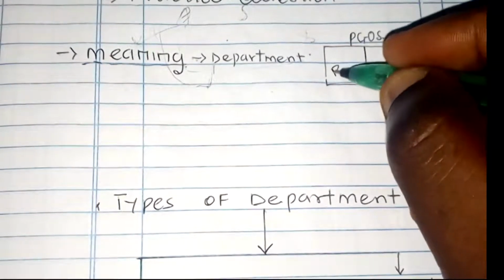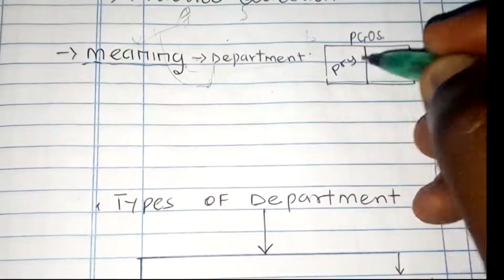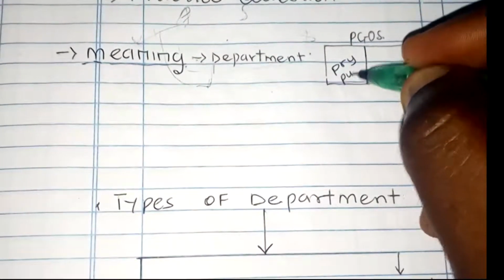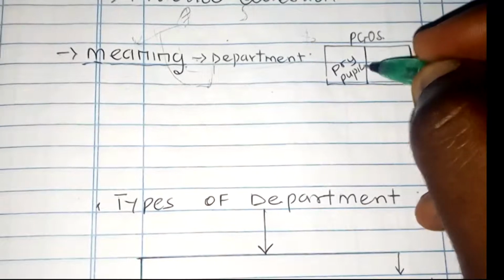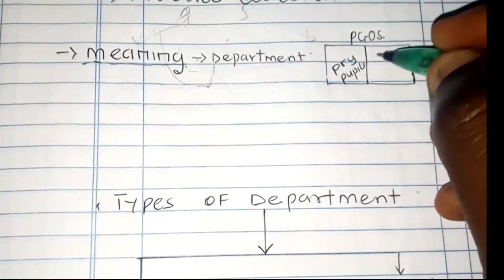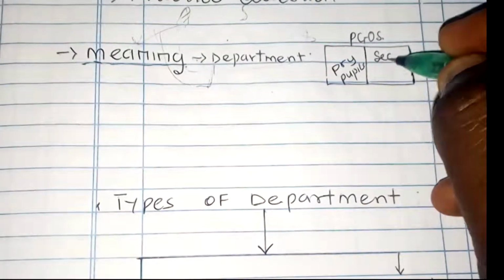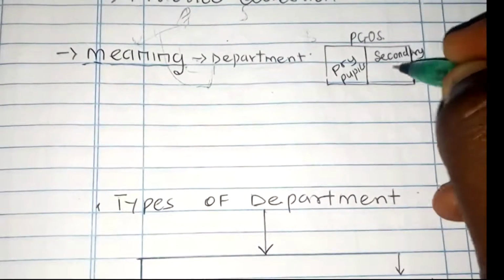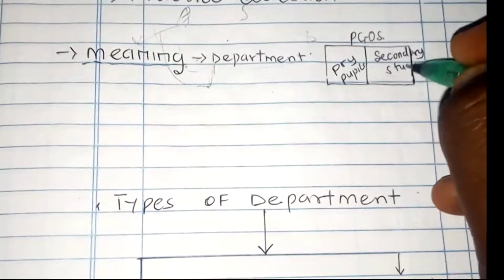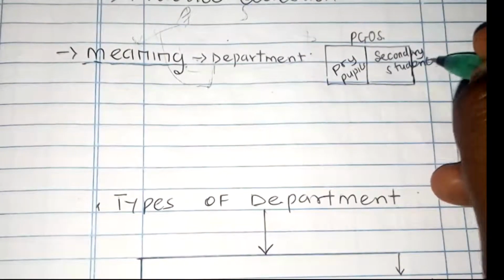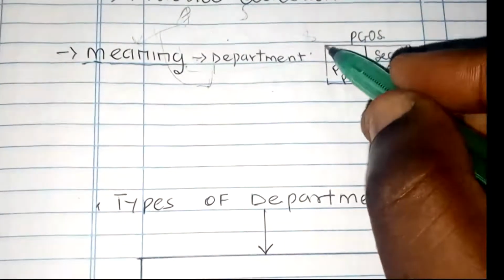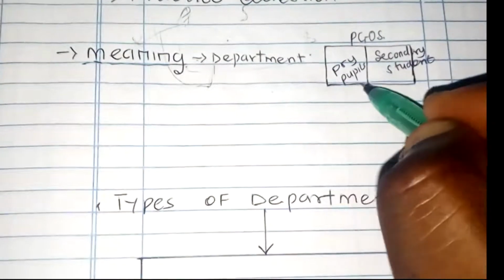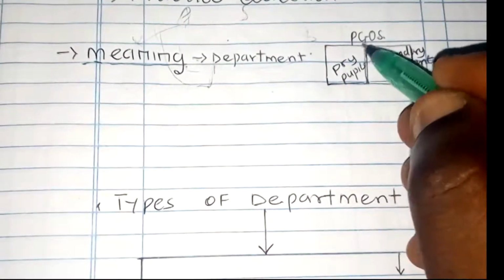Then this also is called a department. So what is a department? It is nothing but a part of a business organization that deals with a particular area of operation or activities. That's what we call a department.